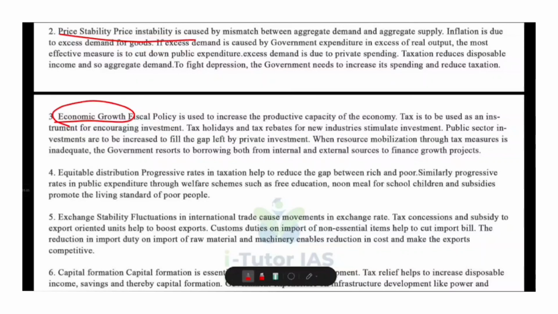Then fourth one, equitable distribution of income, and the role is to reduce the gap between the rich and poor. And how fiscal policy helps? In progressive taxes, rich pay more tax and poor pay less. And in welfare expenditure, free education, midday meal, subsidy, health schemes, etc. So these measures improve the living condition of poorer section. So there is an equitable distribution of income. Fiscal policy is a tool for social justice.